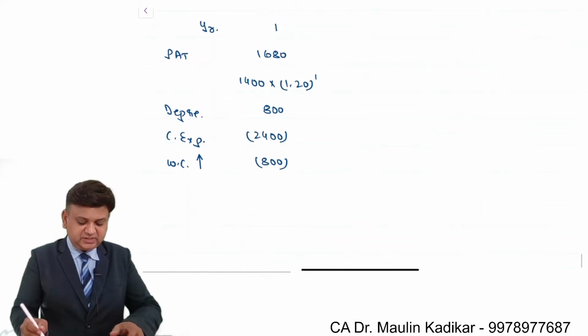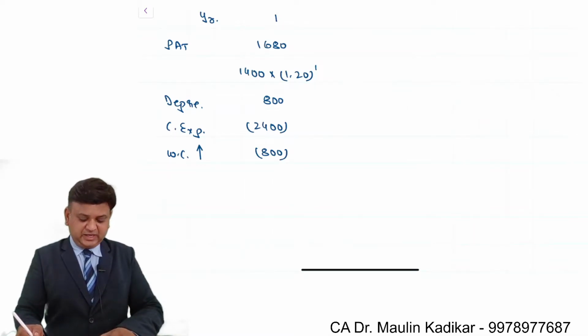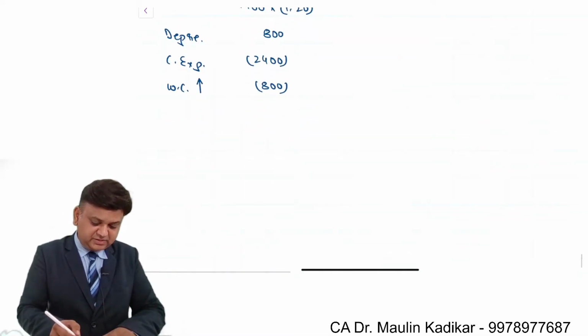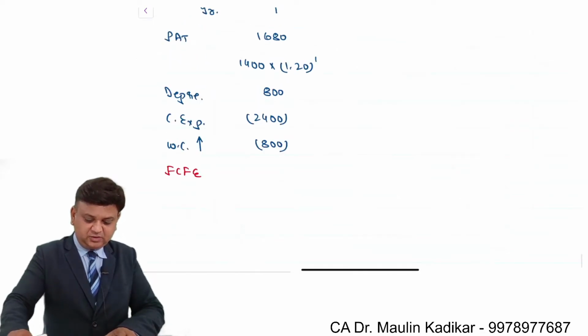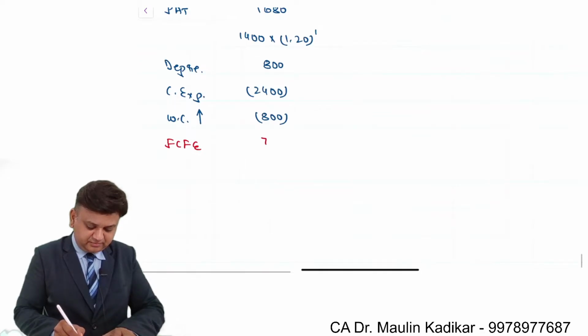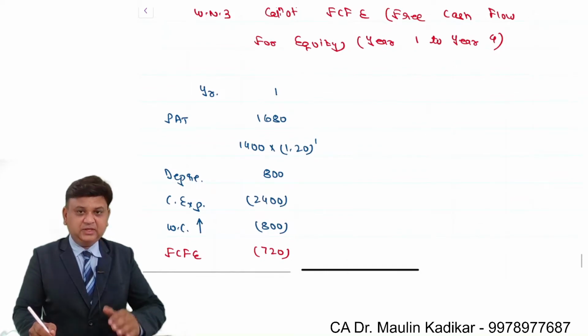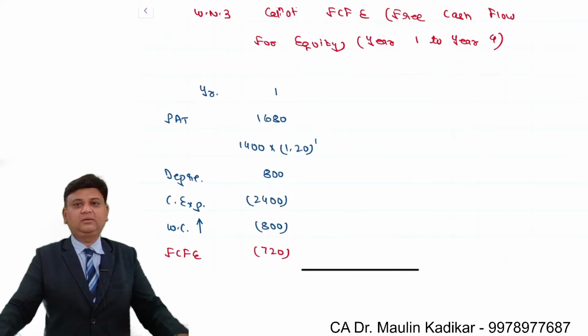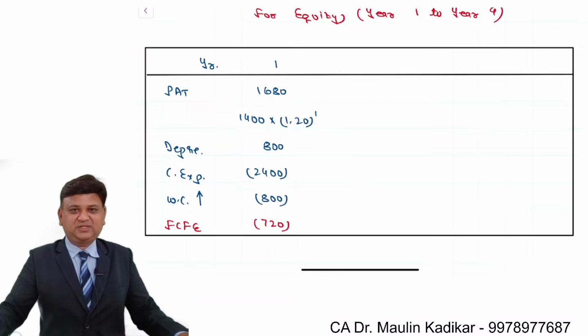So profit after taxes plus depreciation minus capital expenditure minus working capital increase will give us free cash flow for equity. 1680 plus 800 minus 2400 minus 800 comes to 720. This is for end of year 1. Similarly, from second year to fourth year, it will be calculated. Try to do further answer on your own and put your answer in the chat box.